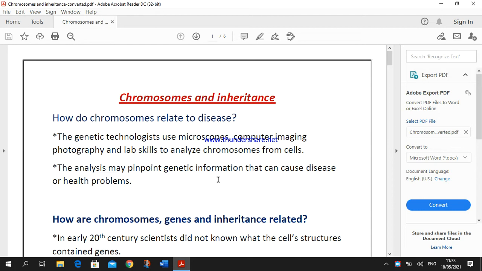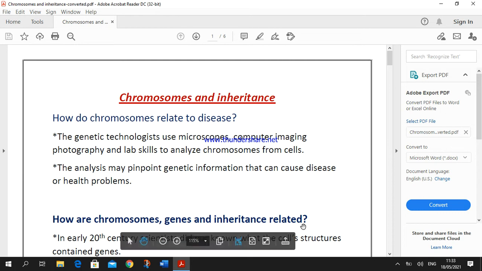We know that the scientist or the genetic technologist uses microscopes, computer imaging, photography, and lab skill to analyze chromosomes from the cell. And after analysis, they focus on genetic information that can cause disease or health problems.